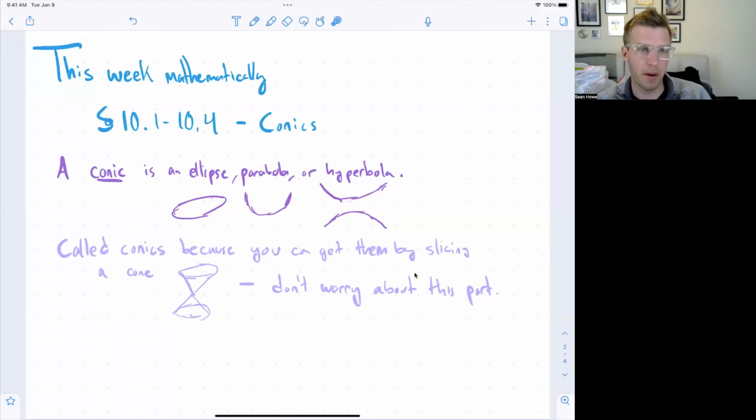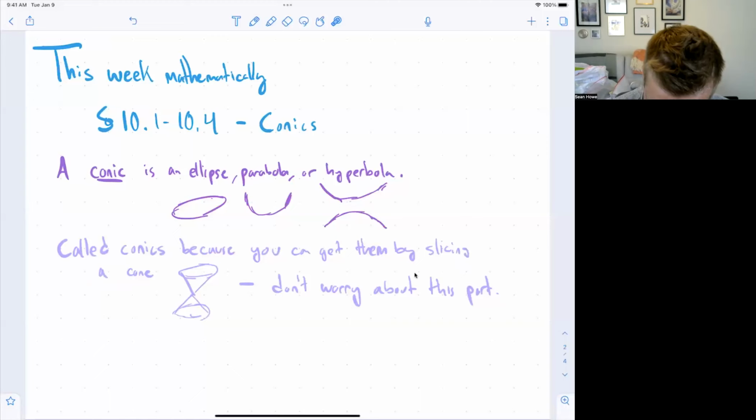Somehow they show up all over the place, both in mathematics and in applications of mathematics to other fields. So it's nice to have a firm grasp of the properties of these shapes, for various things later on. The reason they're called conics is because you can get any one of these shapes by slicing a cone in the right way.